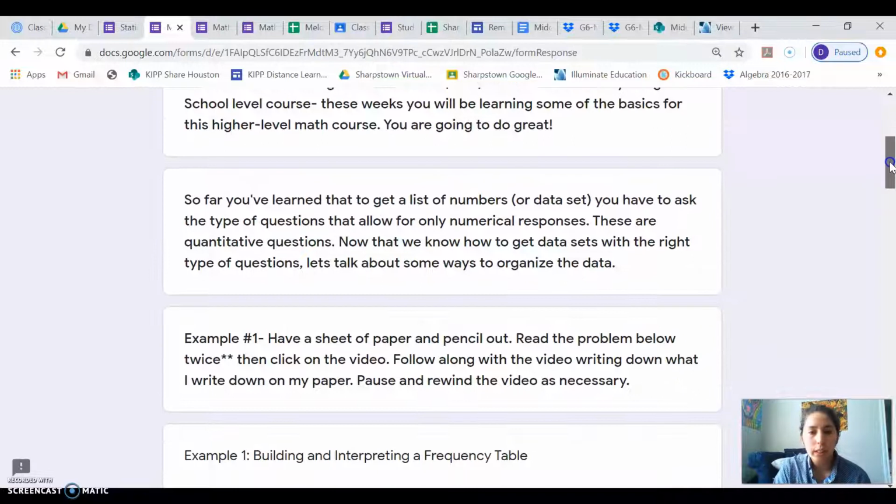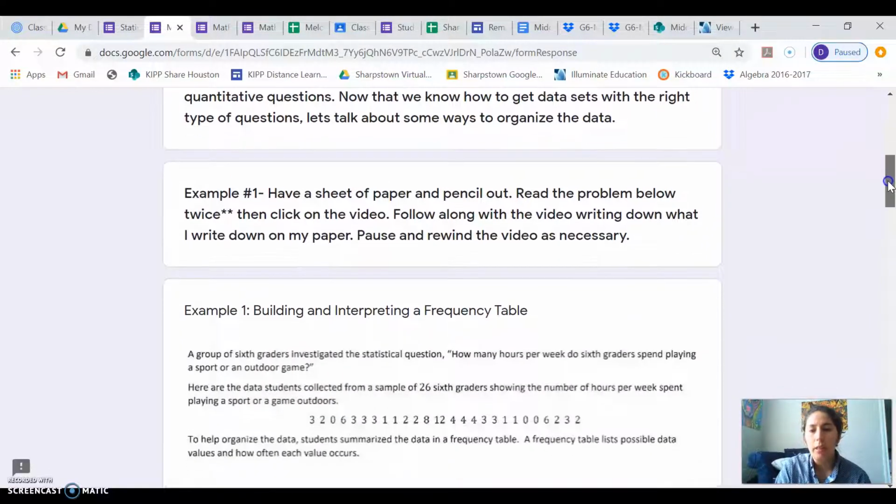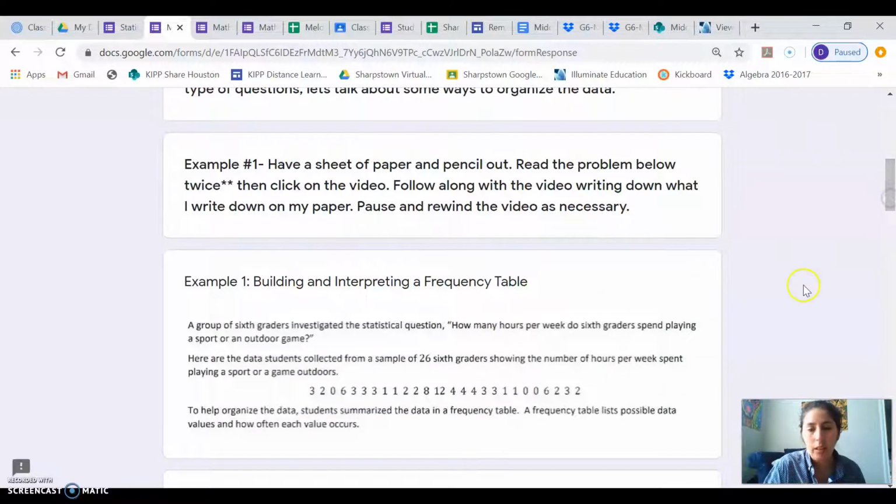For the first example, you want to have a sheet of paper and pencil out. Read the problem below twice, and then click on the video. This is the video. So you should have already done this. If you haven't yet, go ahead and pause the video here and read this example twice. Okay, so at this point you've read it twice. Let's go ahead and get started on the problem.